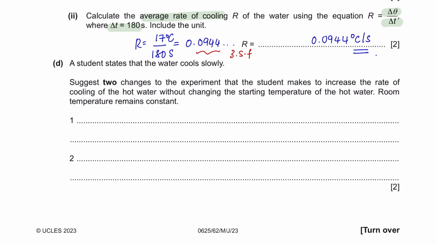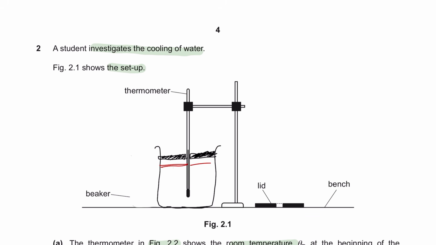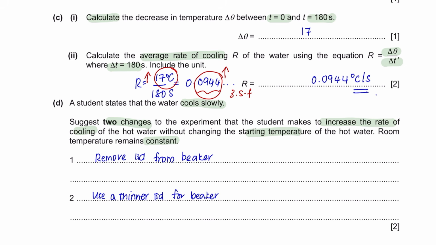Question D. A student states that the water cools slowly. Suggest 2 changes to the experiment that the student makes to increase the rate of cooling of the hot water without changing the starting temperature of the hot water. Room temperature remains constant. We can do this by using a thinner lid so that there will be more heat loss towards the surrounding and the temperature will drop faster. Or we could also remove the lid from the beaker. Any logical answer that will cause the heat loss to occur at a faster rate is an acceptable answer.